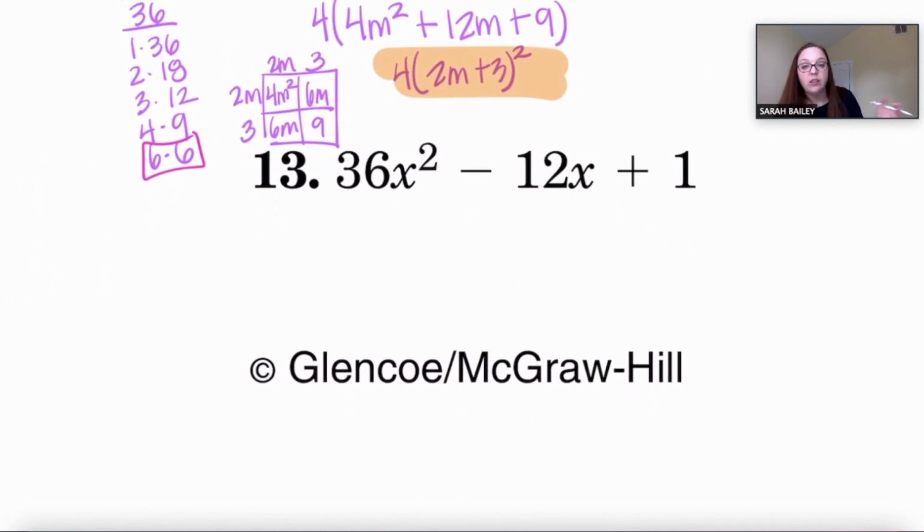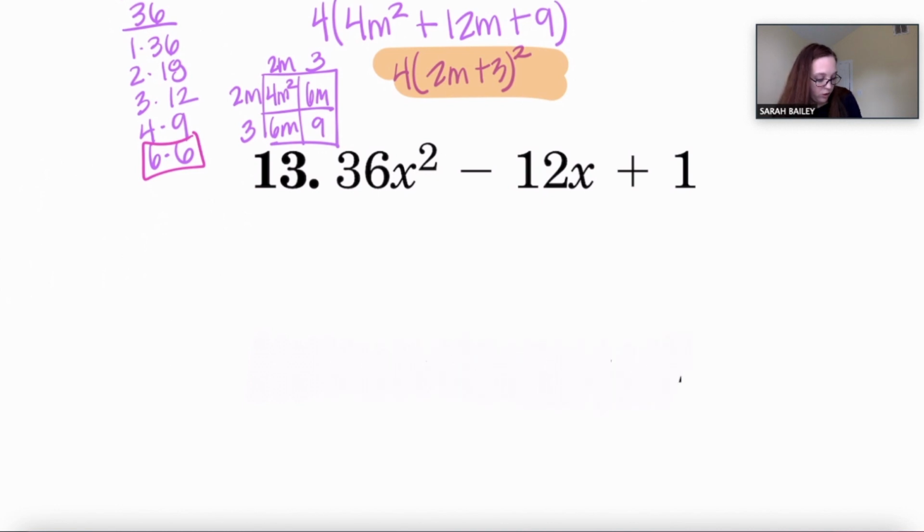Let's look at 13. Okay, so is there anything that we can factor out? No, there's nothing that we can factor out. So let's just go ahead and do it the long way. So we'll do 36 times 1, which is 36. I've already got the factors of 36 written up there, but I'm going to copy them down again so that I can circle the pair that's going to give me a negative 12x.